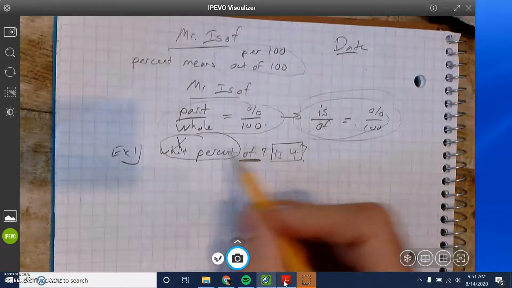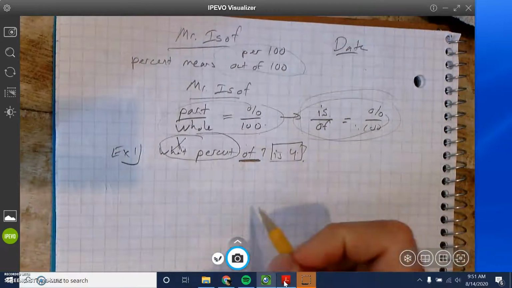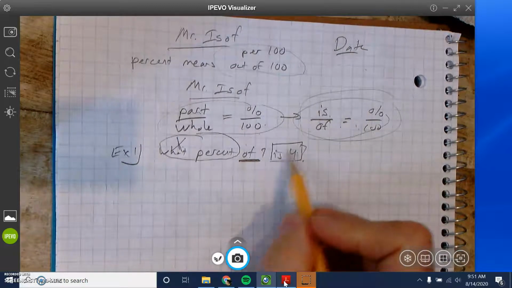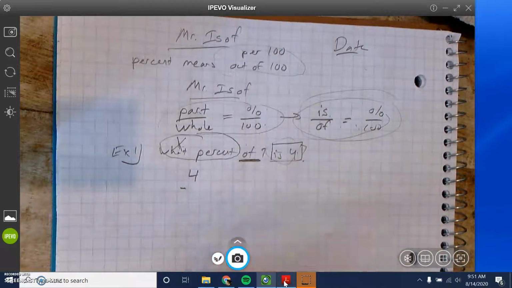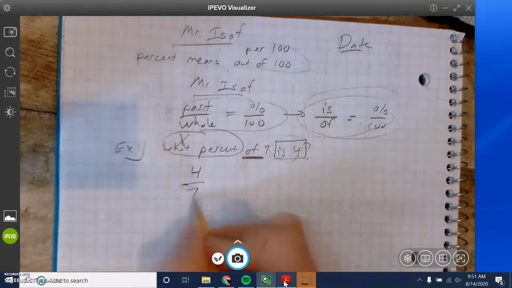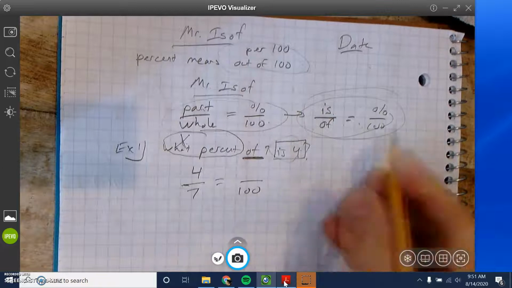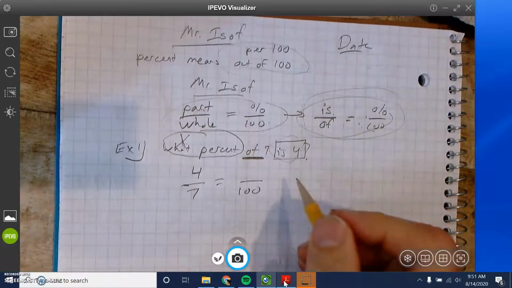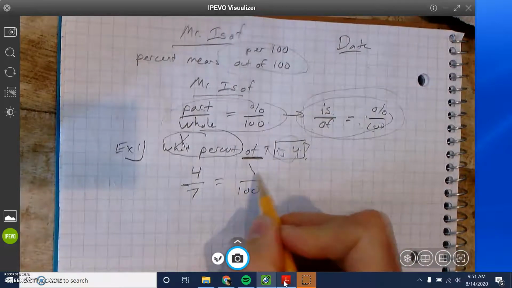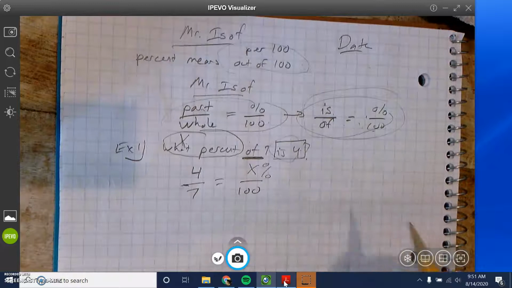And so all I have to do is, now Mr. Isof has provided me something where I can just plug in and solve my proportion. So, is 4, of is 7, and what percent? The 100 always stays. You don't change that at all. Those are the things that you're going to try and plug in for. And X percent right here.